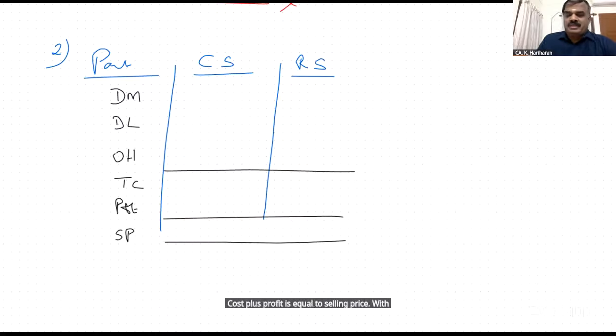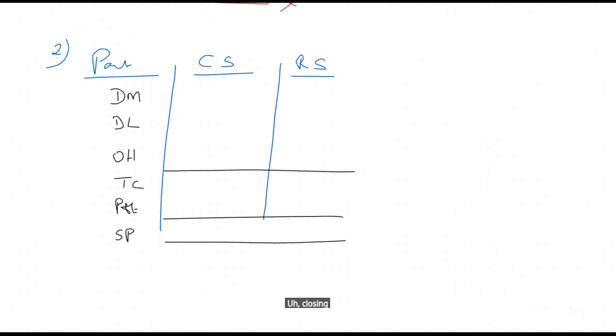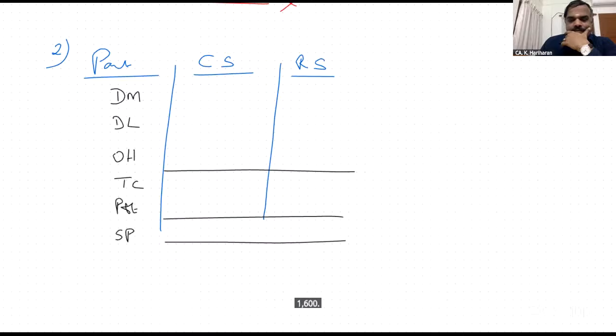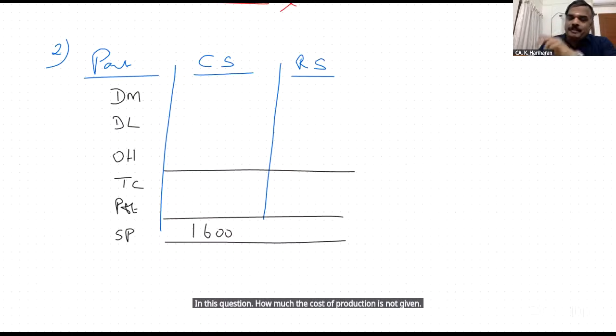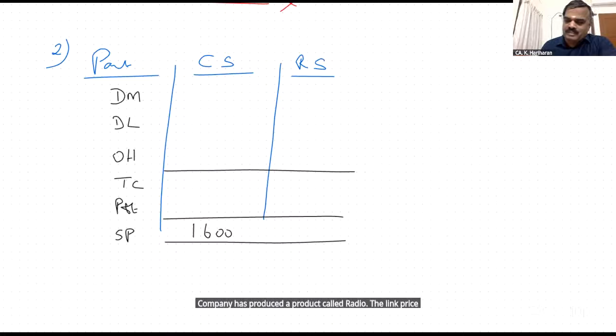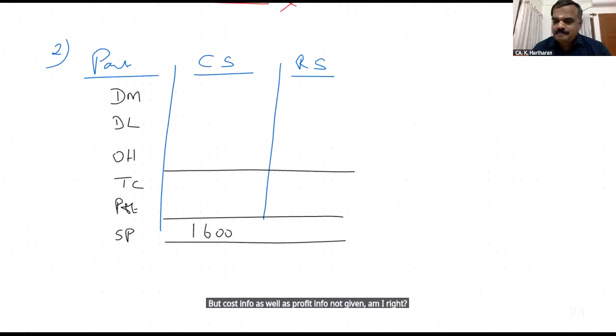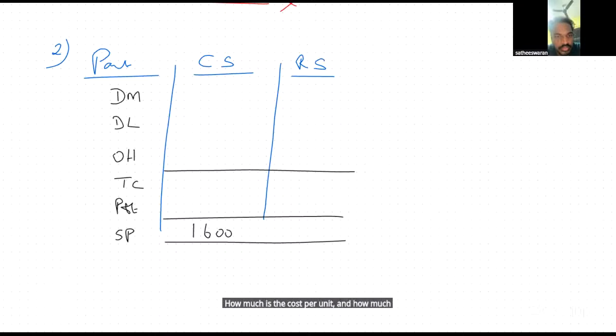With respect to the current situation, how much is the selling price given in this question? Selling price in the current situation is 1,600 per unit. In this question, the cost of production is not given, and the profit is also not given. The company has produced the product called radio. Selling price of the product is 1,600, but cost info as well as profit info is not given.